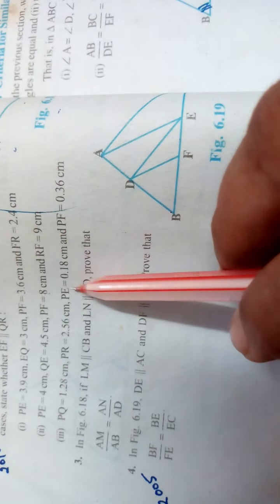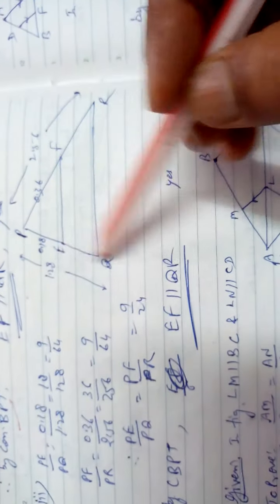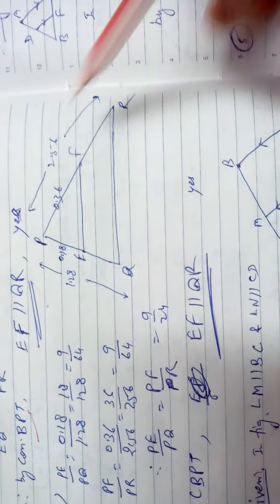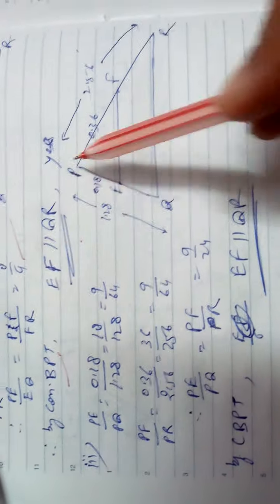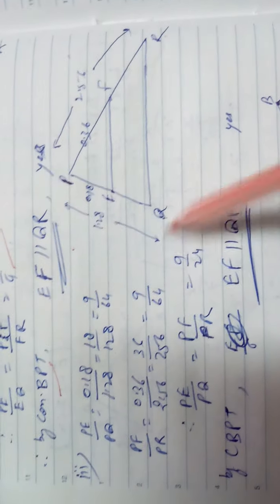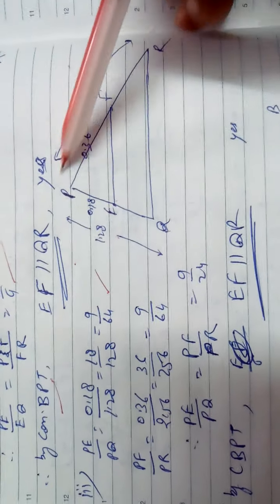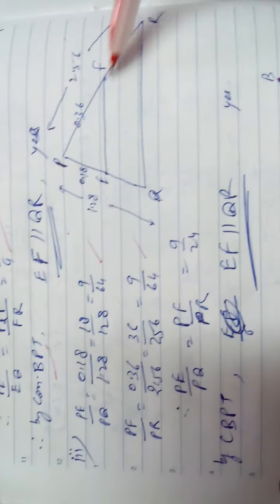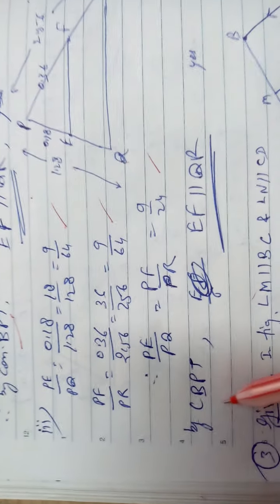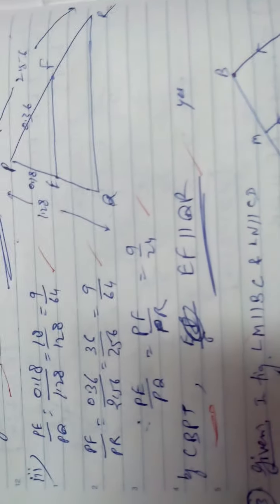In the third part again the values are given. What values are given in the question? PQ, PR, PE and PF. I am putting them in the figure. PQ full line is given 12.8. PE is given, PR is given, 2.56, 0.36. So PE upon PQ is also by BPT 9 upon 64. PF upon PR, 0.36 upon 2.56, 9 upon 64. So both the ratios, PE upon PQ equal to PF upon PR, therefore by converse of BPT it is parallel.